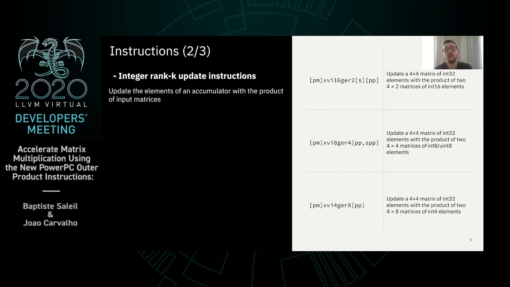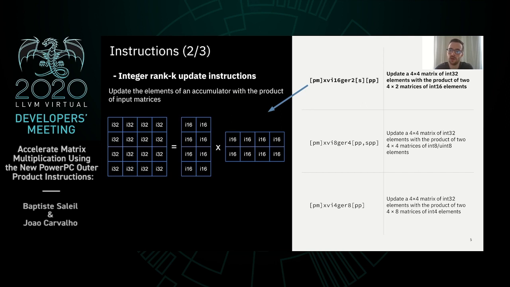Then the second kind of instructions are integer rank-k update instructions. I won't give too many details on these instructions, so I take only one of them as an example, the instruction XVI16GER2. As you can see on the left side here, this instruction computes the product of two 4x2 matrices of INT16 and puts the resulting 4x4 matrix of INT32 into the given accumulator.